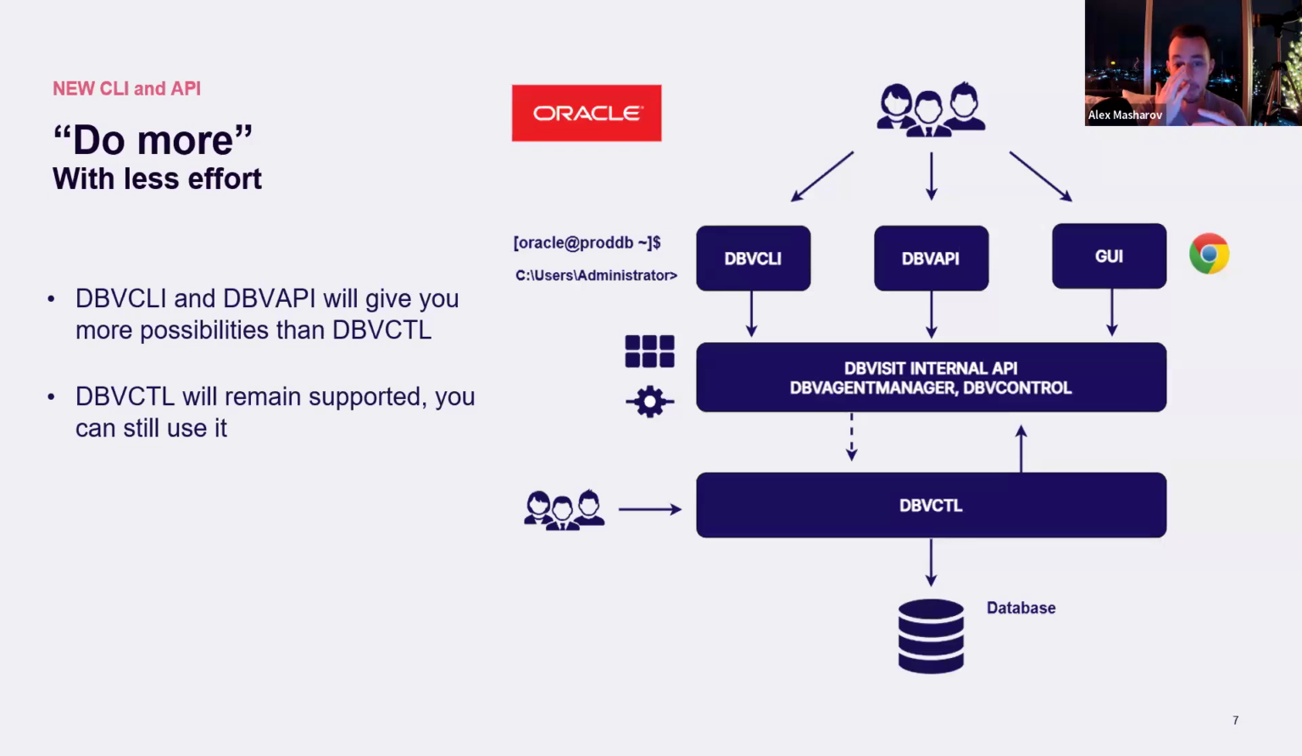So at the bottom, of course, is your database, and above that sits what I referred to earlier, DBVCTL. This is our Oracle interfacing component, and that component is also the one that contained the legacy command line. So that component is still there. It hasn't gone away. The implementation of Oracle functionality is still the same as it was in version 11. On top of that sit our internal components, our internal API, and our control center and agent managers, exactly the same as in version 11 again.